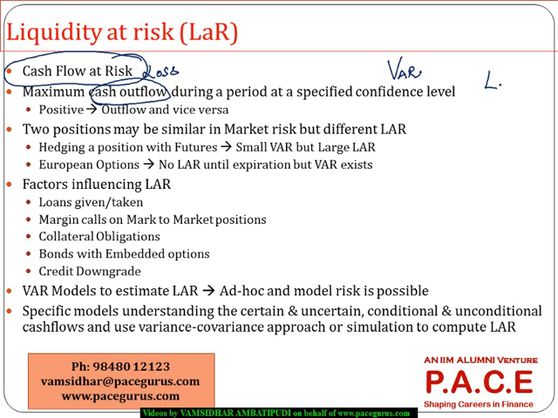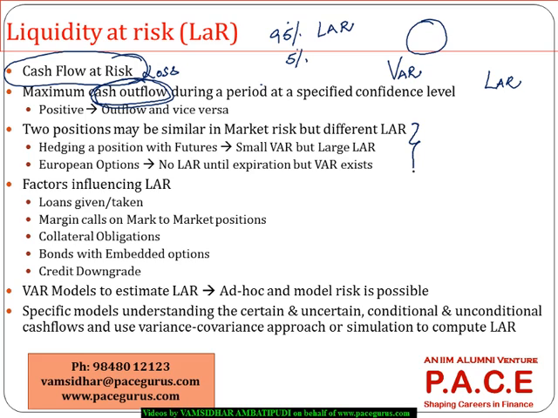When I say LAR, liquidity at risk, the way we are defining liquidity is cash outflow. The maximum cash outflow during a period at a specified level of confidence. So I may talk about 95% LAR, which means there is a 5% chance that the cash outflow during that particular period will be more than that specified amount. If that amount is positive, we talk about an outflow existing. If it is negative, we say that there is an inflow.